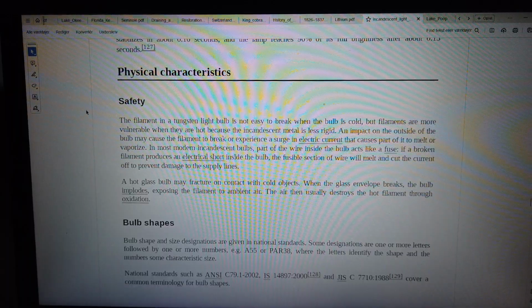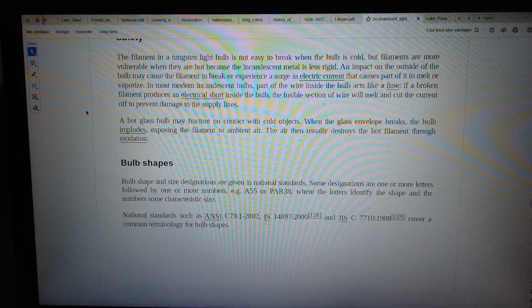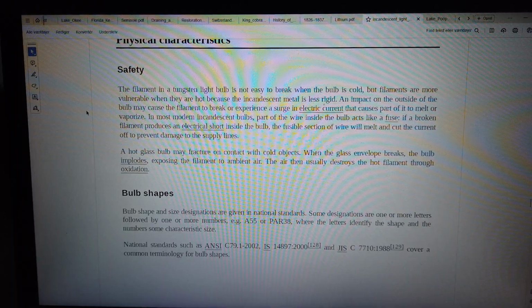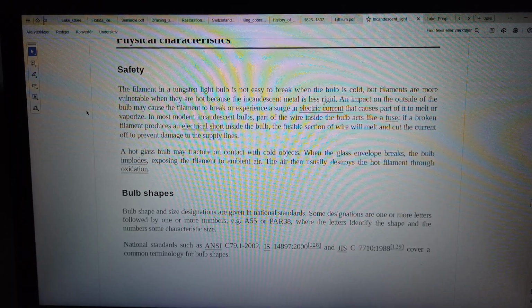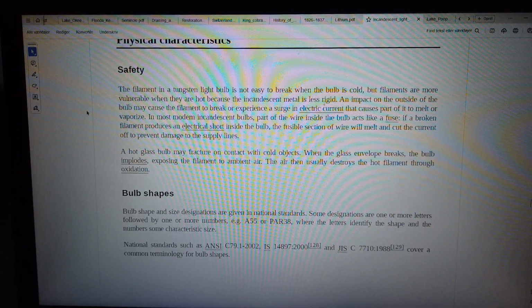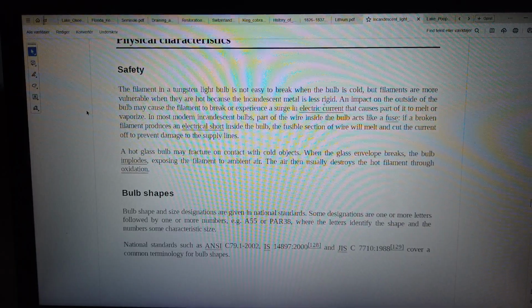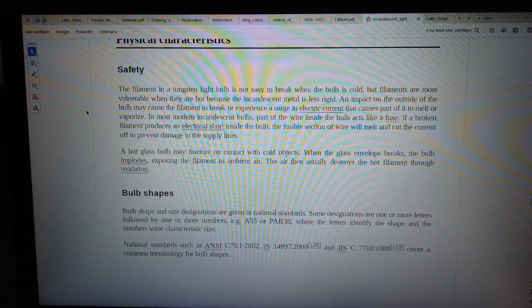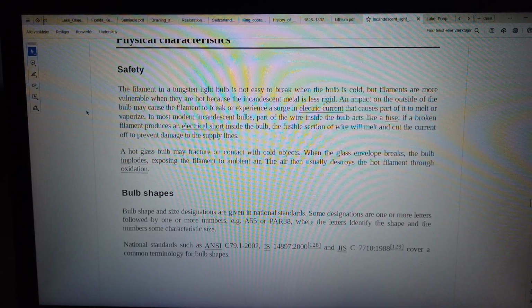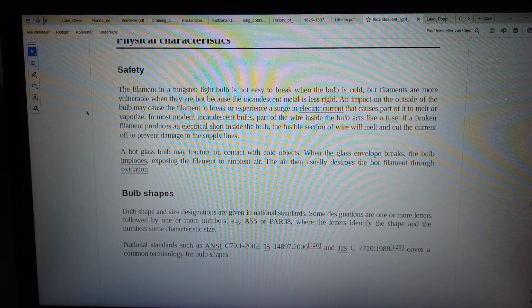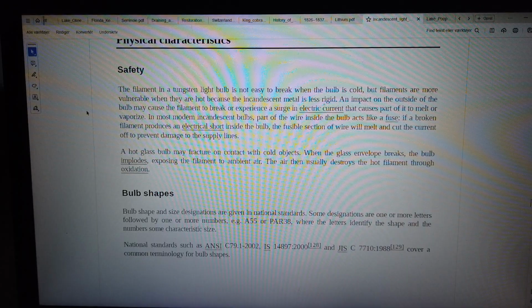Bulb shapes. Bulb shape and size designations are given in national standards. Some designations are one or more letters followed by one or more numbers, for example S55 or PAR38, where the letters identify the shape and the numbers some characteristic size. National standards such as ANSI C79.1-2002, 14897:2000, and JIS C 7710:1988 cover a common terminology for bulb shapes.